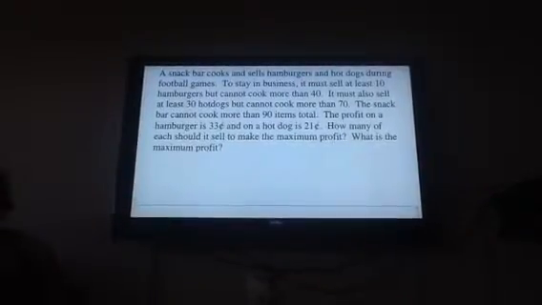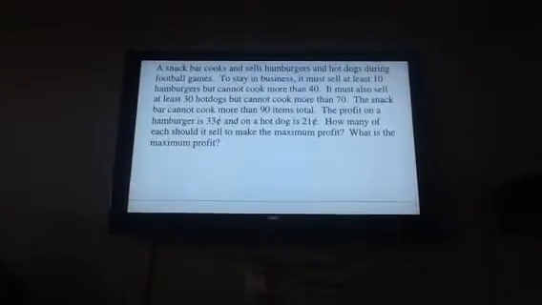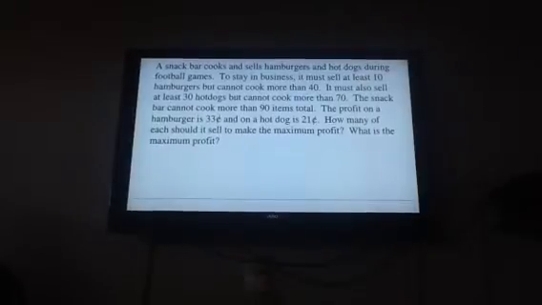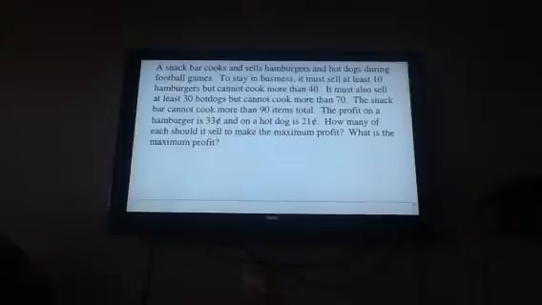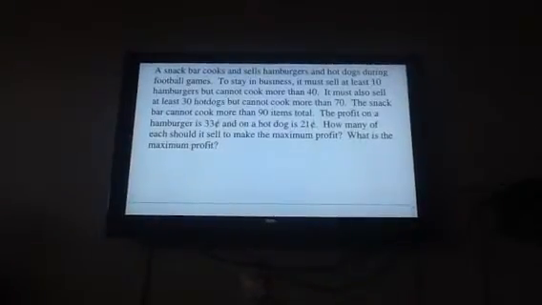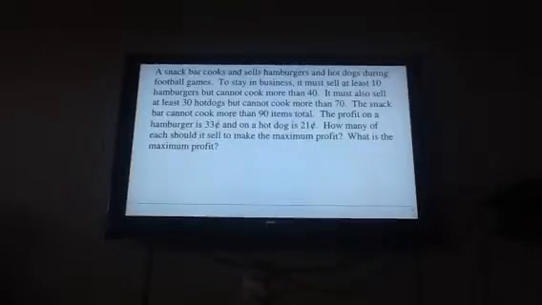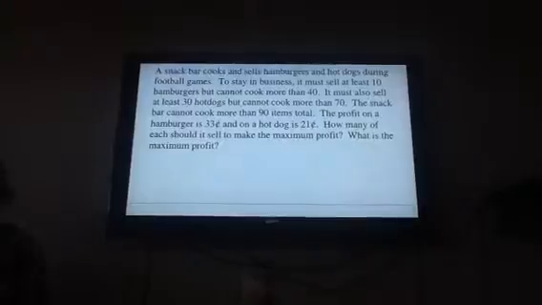All right, a snack bar cooks and sells hamburgers and hot dogs during football games. To stay in business, it must sell at least 10 hamburgers, but cannot cook more than 40. It must also sell at least 30 hot dogs, but cannot cook more than 70. The snack bar cannot cook more than 90 items total. The profit on a hamburger is 33 cents and a hot dog is 21 cents. How many of each should it make to maximize the profit? What is the maximum profit? All right.